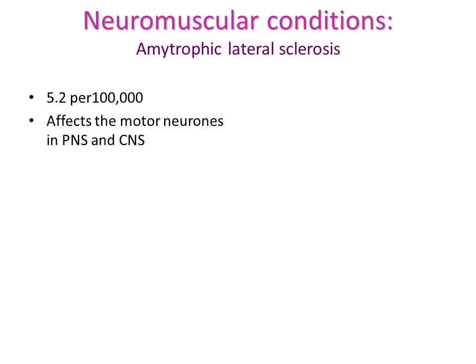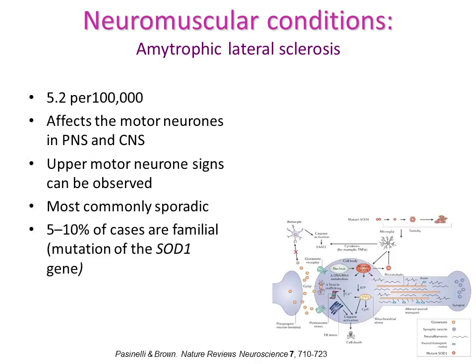As I've said, it affects the motor neurons in the PNS and the CNS, and upper motor neuron signs can be observed. And it's most commonly sporadic, but there are some rarer cases, 5 to 10%, where it's an inherited pattern, and it's down to the mutation of the SOD1 gene. If you look in the bottom right hand corner of the screen here, you can see the pathway of the mutant SOD1 gene, and how it affects the motor neuron and how that dies back because of excessive glutamate.